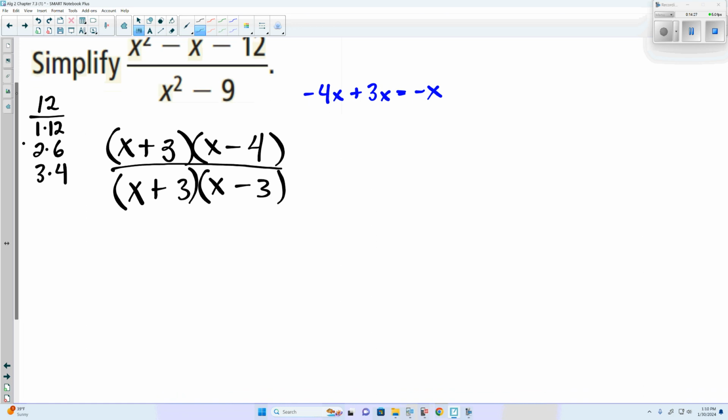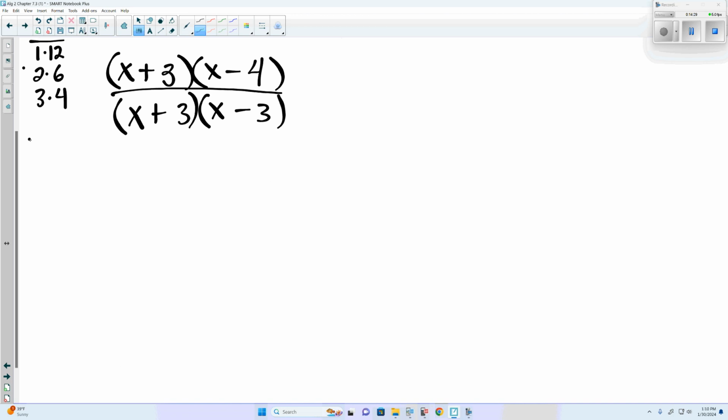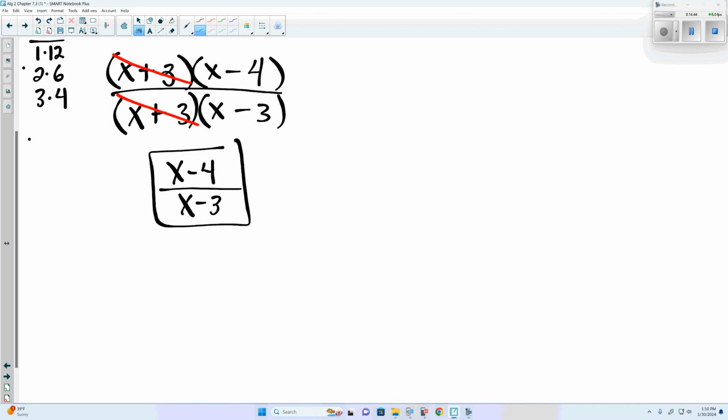Any questions on how we simplified this here? What's in common on top and bottom? So our x plus 3 over x plus 3 would cancel, leaving us with x minus 4 over x minus 3.